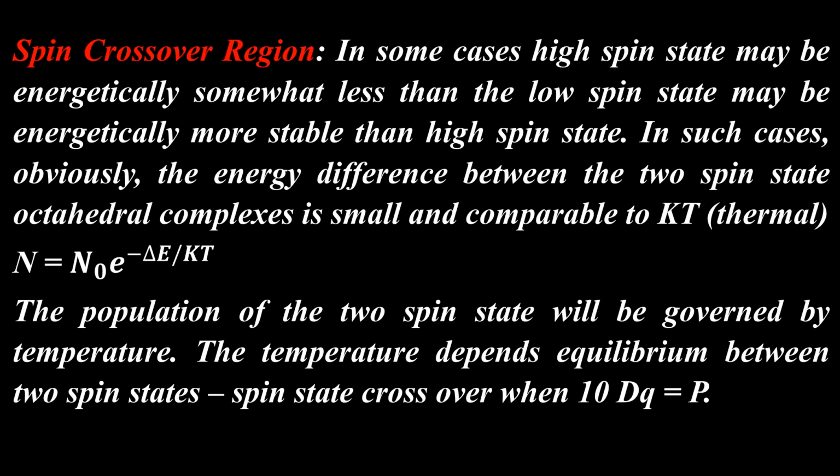and in these cases, the population of these two spin states will be governed by thermal energy, that is temperature. The temperature determines the equilibrium between two spin states, that is high spin state and low spin state. That is called spin crossover region, where 10 Dq is equal to P, that is P means pairing energy, and Dq means crystal field stabilization energy.